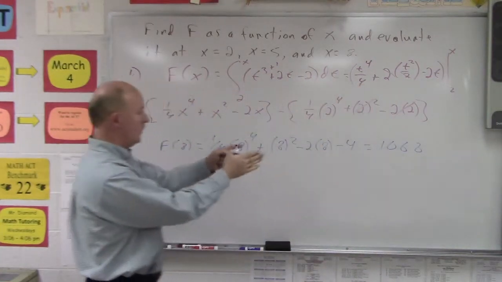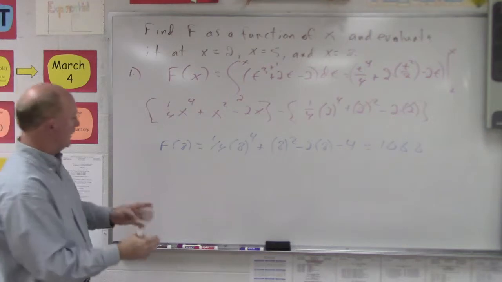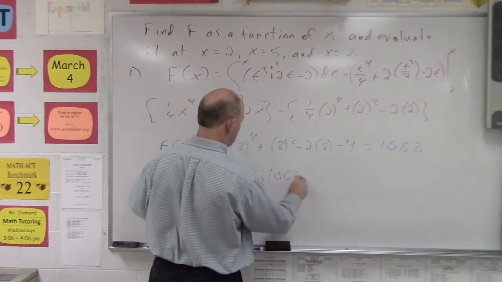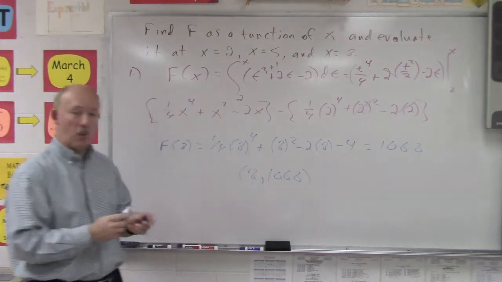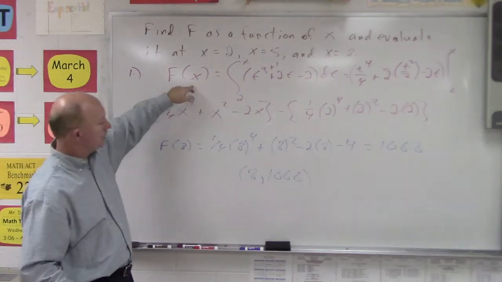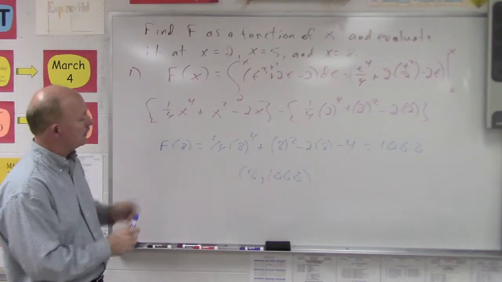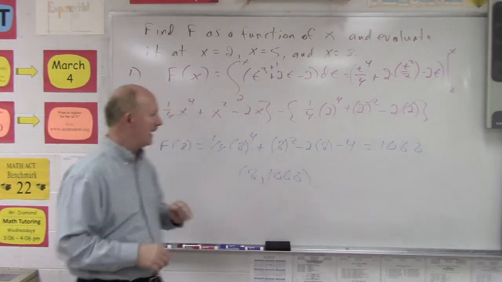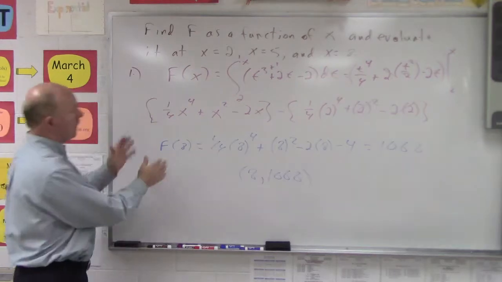Now keep in mind, when we evaluate 1,068, x is 8. This is the point 8, 1,068. So that would be an actual point on the curve of this function. If you can imagine the curve of that function, that would be one point on that curve, at point 8, 1,068. This is problem number 1.